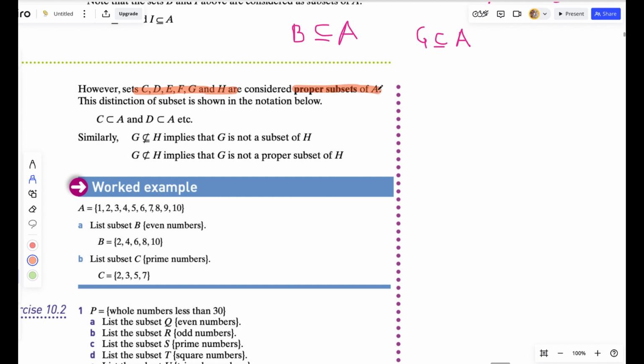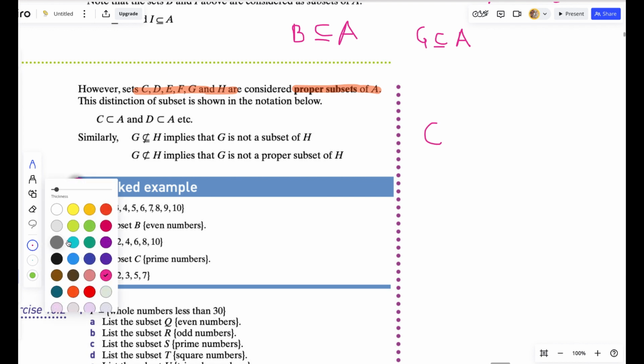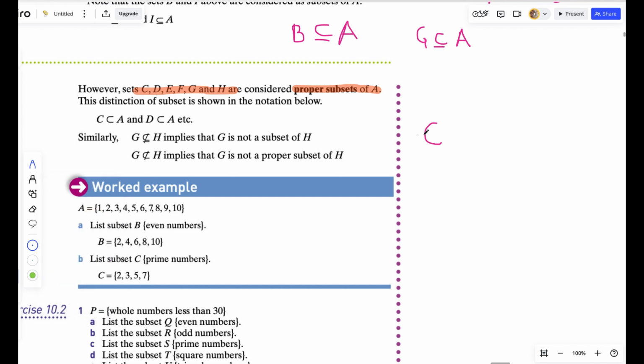Now, how do you write proper subset? The difference between subset and proper subset: if I want to write C, okay, let's change this color. We want to write C in a color that's more conspicuous. Okay, we say set C is a proper subset. Okay, wait, let me erase. Okay.